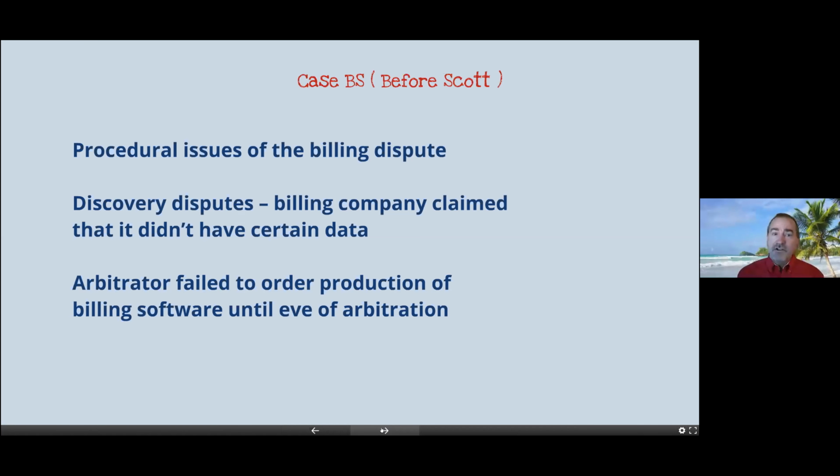So there were procedural issues in this billing dispute. Like I said, the billing company was completely convinced that they had no way of producing any additional reports, which were key to the doctor approving his case. The arbitrator was a little slow in the draw. He didn't actually make any decisions about doing something about this until a few months before the arbitration was supposed to actually happen.